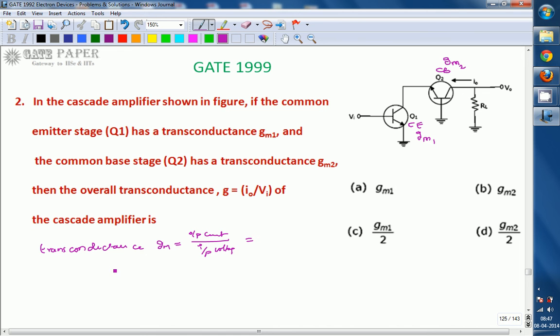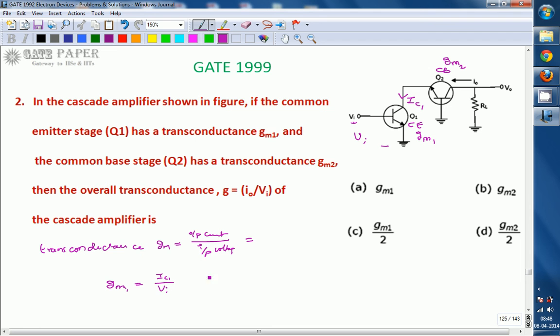Assume GM1 is the transconductance of Q1. The output current of Q1 is nothing but the collector current. This is the collector current of Q1, IC1, and the input is VI. So the transconductance GM1 can be defined as IC1 divided by VI, whereas GM2 is the transconductance of the second transistor.